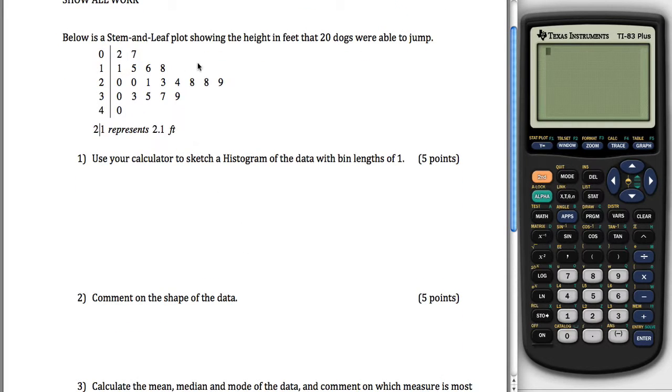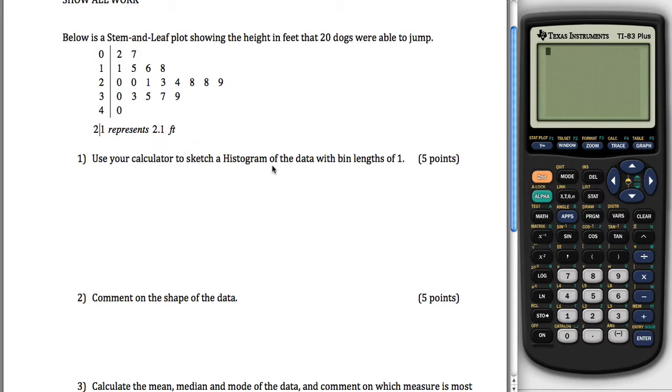What we're given here, we're not even given data, we're given a stem and leaf plot representing the data. So below is a stem and leaf plot showing the height in feet that 20 dogs were able to jump. And this is telling you that 2/1 represents 2.1 feet, okay? So like this dog, for example, jumped 3.3 feet. This was 3.5 feet, and so on.